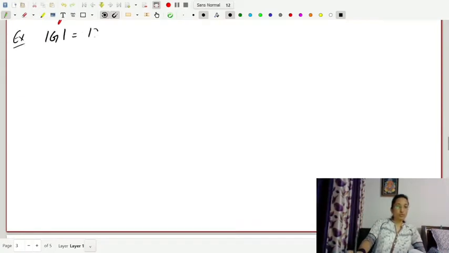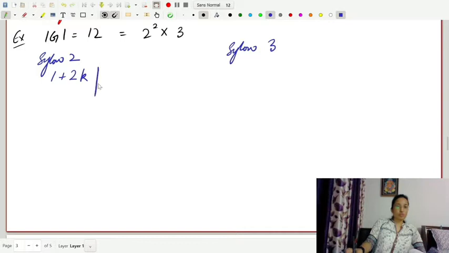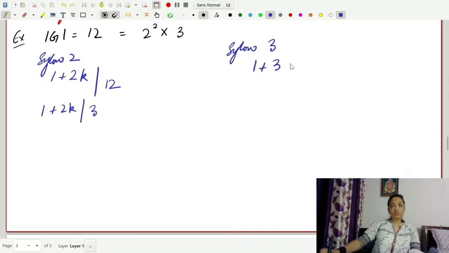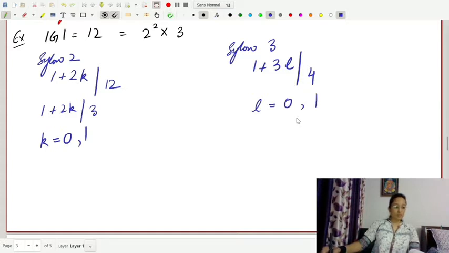If order of G is equal to 12, that is 2 raised to power 2 into 3, then Sylow 2 subgroups are of order 4 and Sylow 3 subgroups are of order 3. The number of them would be 1 plus 2k divides 12. Basically, 1 plus 2k divides 3 because it cannot divide 4. Similarly, 1 plus 3l divides 4. Therefore, for k we have how many choices, 0, 1 and for l how many choices, 0 and 1.